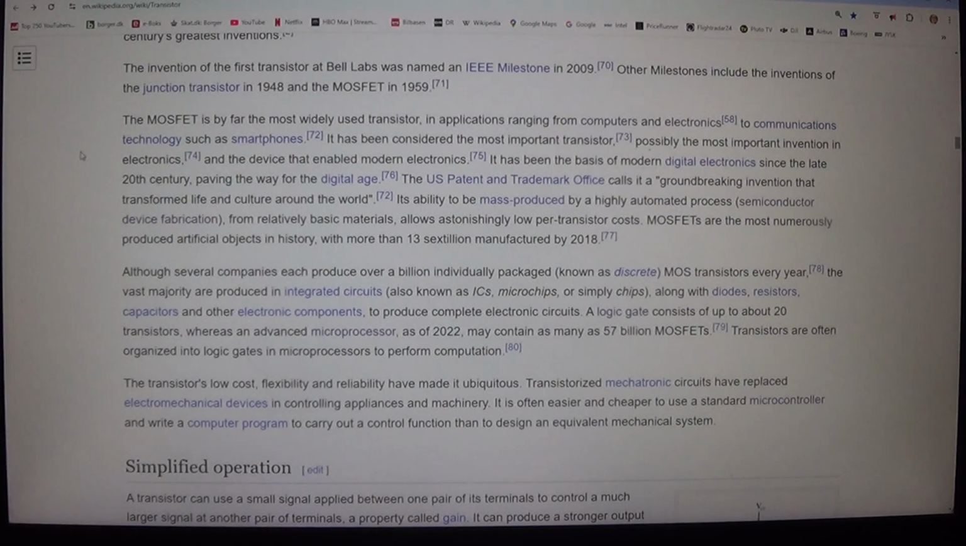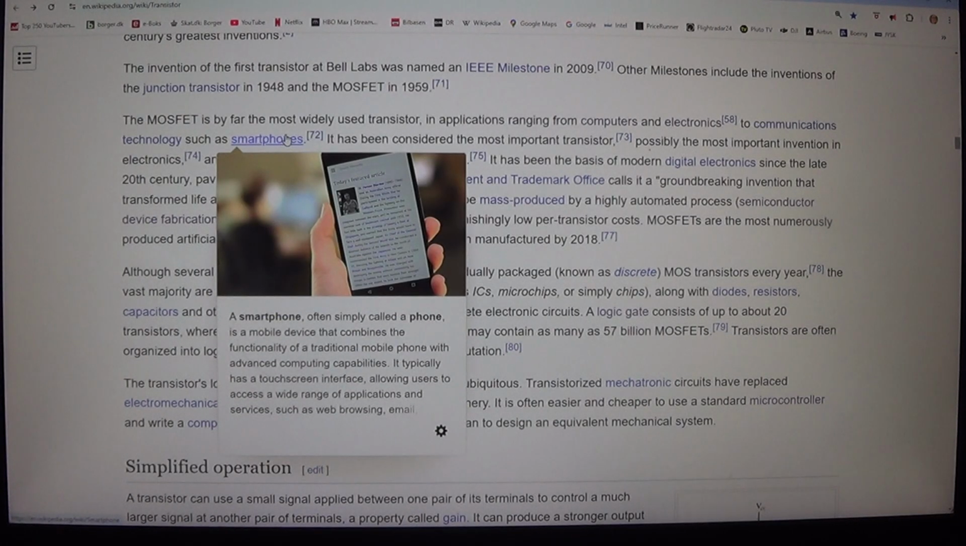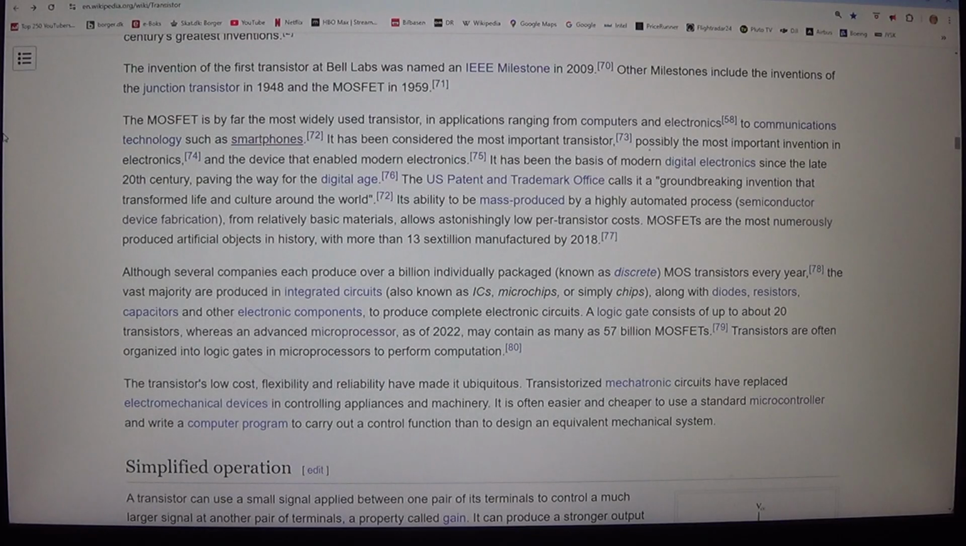The MOSFET is by far the most widely used transistor, in applications ranging from computers and electronics to communications technology such as smartphones. It has been considered the most important transistor, possibly the most important invention in electronics, and the device that enabled modern electronics.